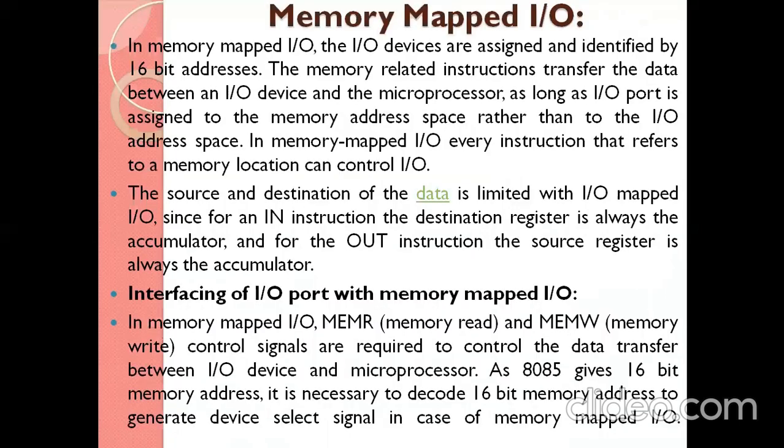Next one is the memory mapped IO technique. In the IO mapped IO technique, we can connect only 256 devices. If you want to connect more input and output devices, we have to go for the memory mapped IO technique. In memory mapped IO, 16 address lines are required. So 2 power 16 is 65,536 devices we can connect.